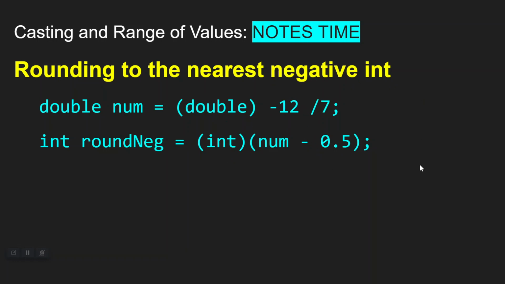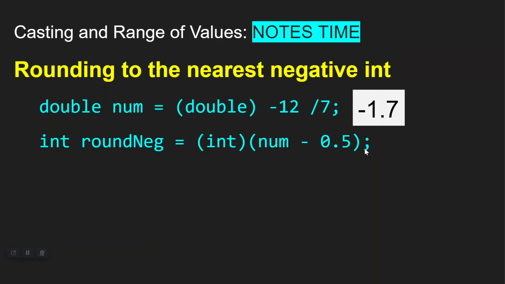Now a similar equation works when we want to round to the nearest negative integer. If we're dealing with negative numbers, we need to use a slightly modified equation. So now we're looking at double num equals, and we're doing negative 12 divided by 7, and we're casting the negative 12 to a double first. So this will give us our proper value of negative 1.7. Now here is our round negative number, and it's almost the exact same thing except we're going to subtract 0.5.